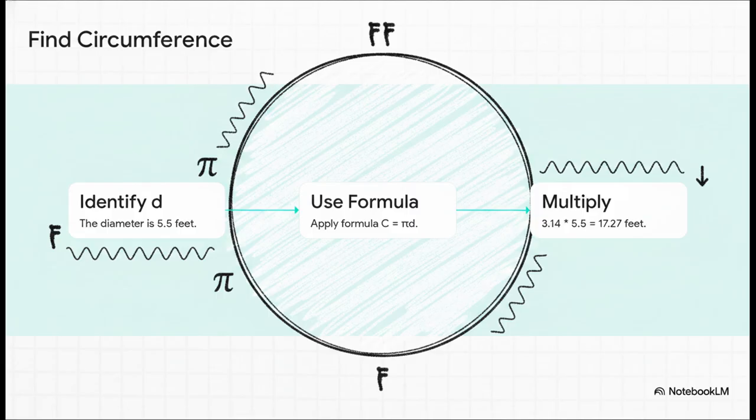Got it? The immediate reasoning here is super straightforward. By simply identifying the diameter as 5.5 feet and multiplying it by our trusty approximation for pi, 3.14, we find the circumference is exactly 17.27 feet. That's all there is to it.